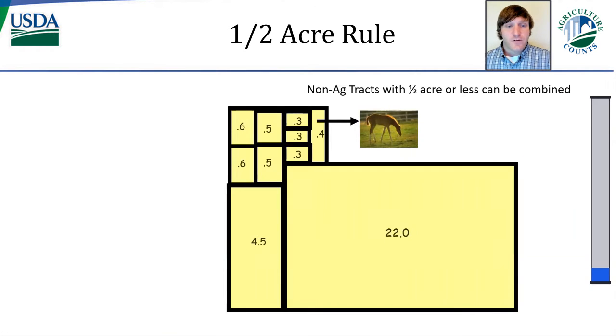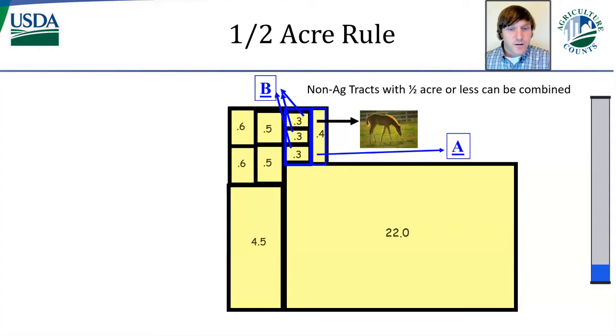Here's an example of the half-acre rule. Non-ag tracts of half an acre or less can be combined into one tract letter. So let's look at the first parcel of land. It is 0.4 acres, meaning it's less than half an acre, but it has a horse on it, so we must give it its own tract letter. It will be tract letter A.